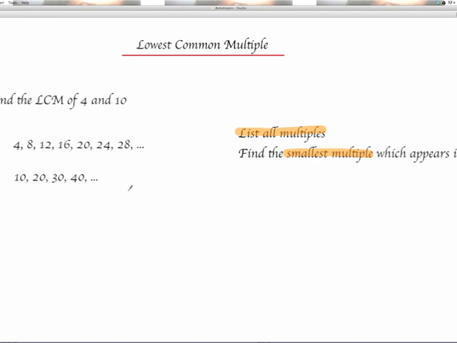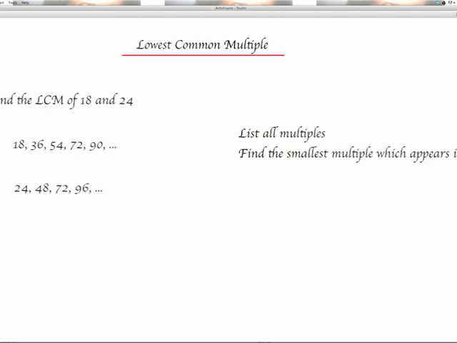And then the lowest common multiple is my smallest multiple which appears in both. So 20 is the smallest multiple which appears in both the 4 and the 10 times tables. Let's try another example. Find the lowest common multiple of 18 and 24. Again, you list all the multiples for each number, and then you find the smallest multiple which appears in both. So in this case, for 18, 72, and then for the 24 we've got 72 as well. So that is my lowest common multiple for 18 and 24.